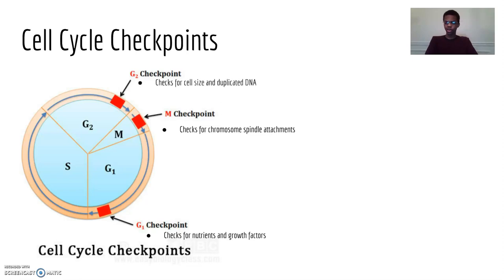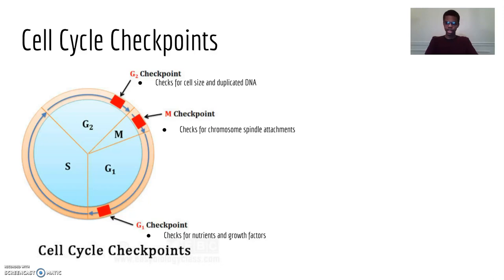The G2 checkpoint allows for the cells to proceed into the metaphase and anaphase of mitosis. And because it does those two parts of mitosis, it has to check for the duplicated DNA to make sure everything's there.